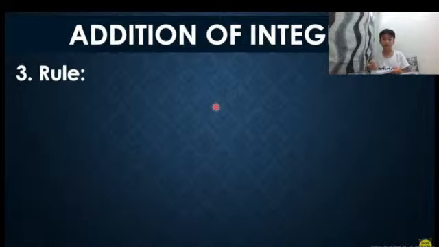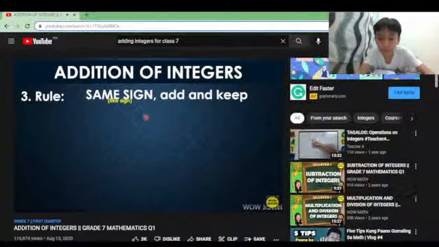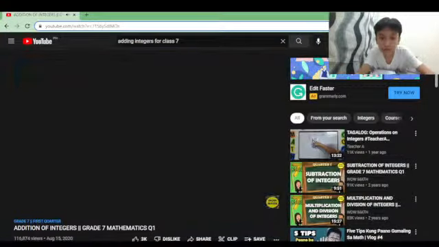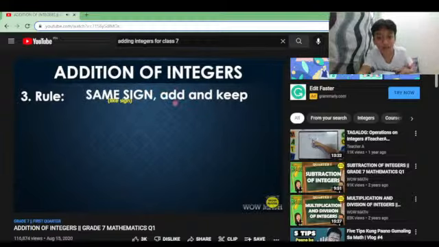Now, what is the rule? Ano ang rule ba natin sa addition of integers? First, same sign, add and keep. Yung same sign, ito rin yung tinatawag natin like sign. Pareho lang yun. Ano ba ibig sabihin nun? Pag parehong positive yung integers mo o kaya pareho silang negative, that is the time that you're going to add. Okay? And keep. Pag sinabing keep, kopyahin mo kung ano yung sign nilang pareho.